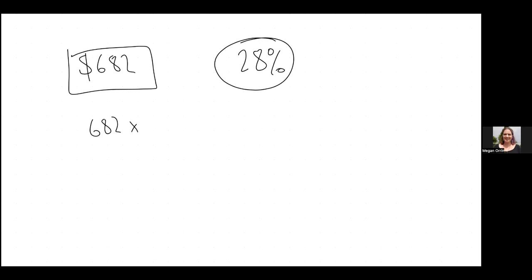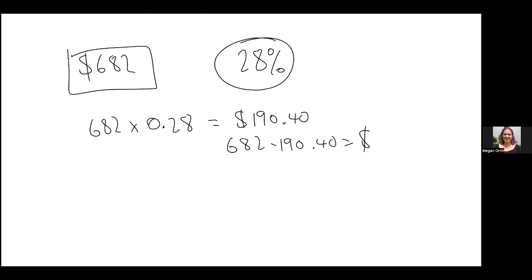Okay, that's definitely one way I can do it. This is one way I can do it. 682 times 0.28, because that's how much my discount is. What's that? 190.4. So that's the discount, right? So how much am I actually going to pay for the TV? Yeah, I minus it, right? So 682 minus 190.40, which is, what is it? All right, so that's how much I'm paying for it.